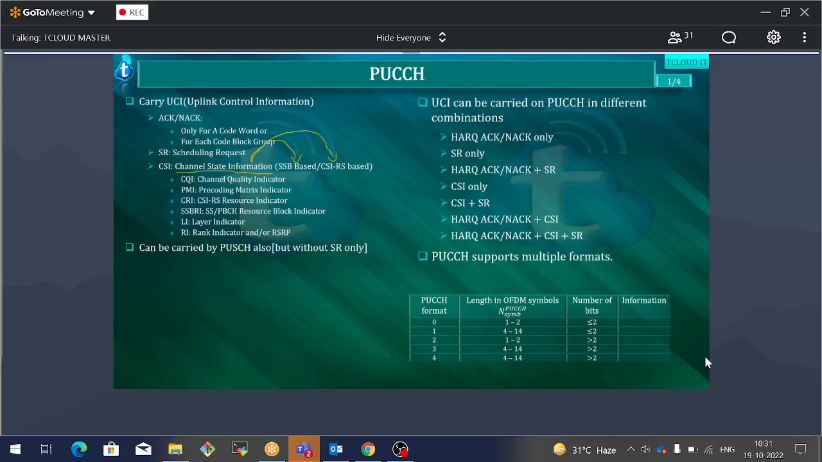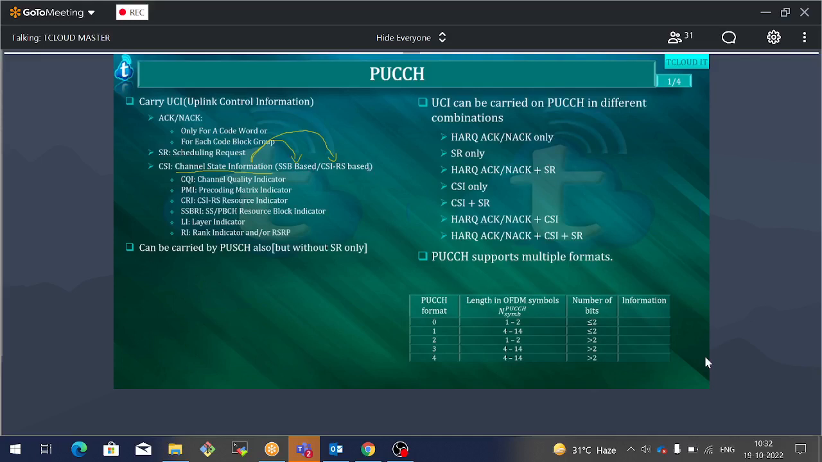Mobile equipment can easily find out what signal strength it is getting on these SSB channel blocks, and on the basis of it can send the CSI report. The advantage of using SSB-based channel state information is that there won't be any overhead. Basically, that is going to be an advantage for you. What do I mean by the overhead here?